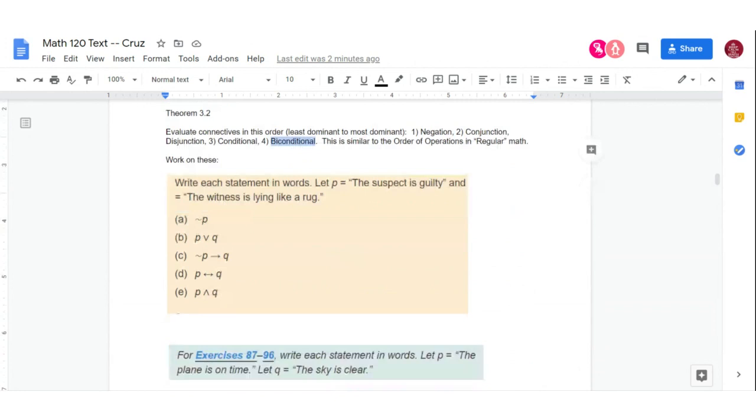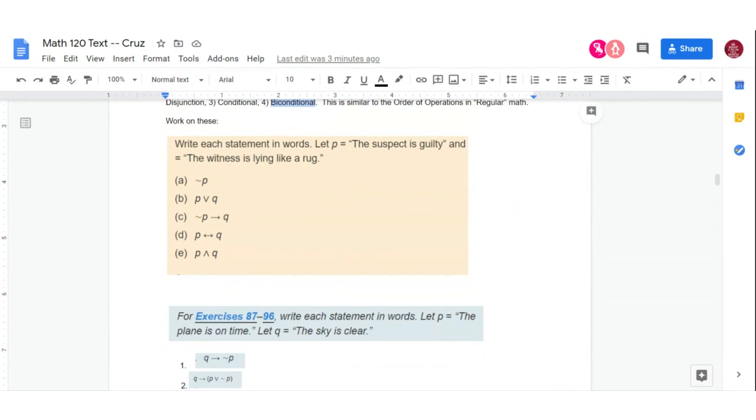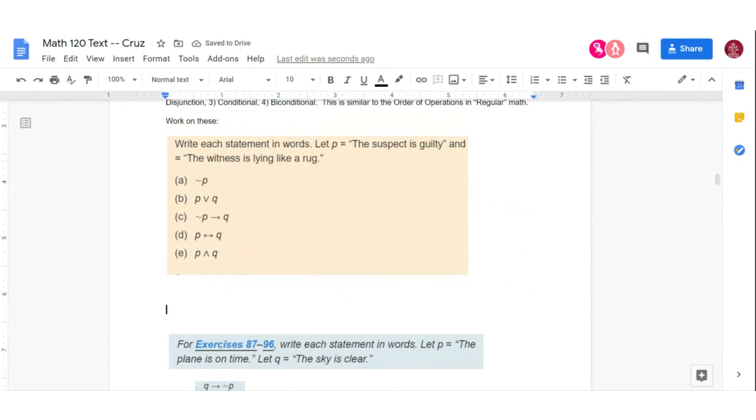So let's work on the rest of these. These are the rest of the class here. Y'all help me. So see, they're defining P as the suspect is guilty, and Q as the witness is lying like a rug. There should be a Q right there. All right, so how do you think we would write that A? The suspect is not guilty. Yes.